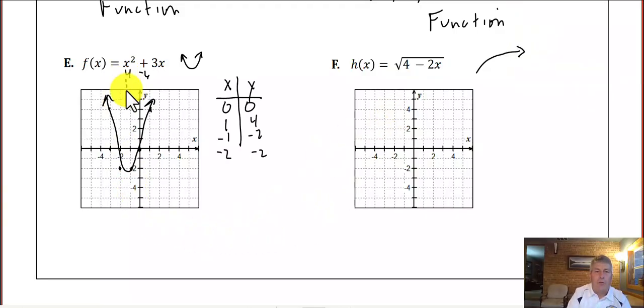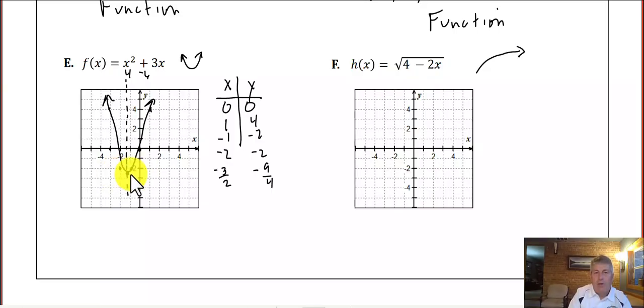Our axis of symmetry here, since we see that these are symmetrical, is going to fall right between -2 and -1. So our axis of symmetry is at -3/2. And when we input -3/2, we get a y of -9/4. So just down here at -2 1/4. So here's our parabola.